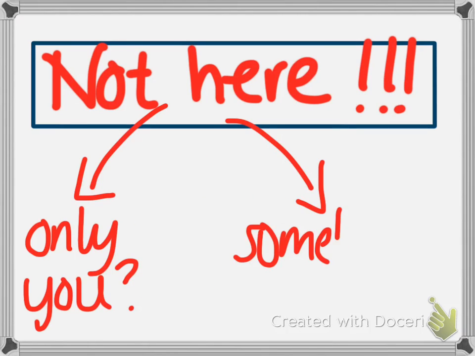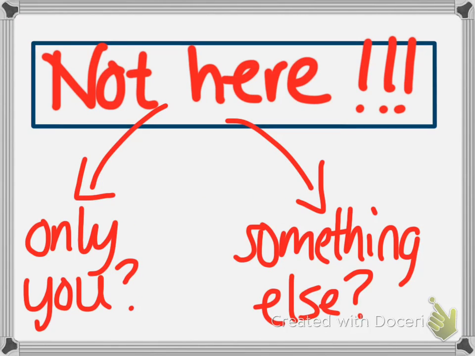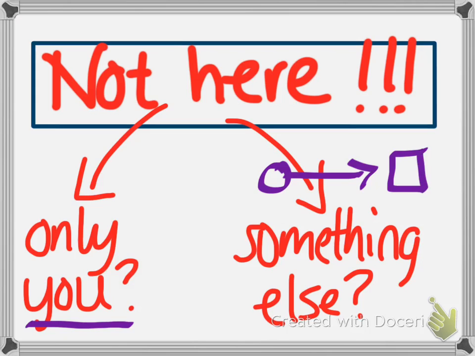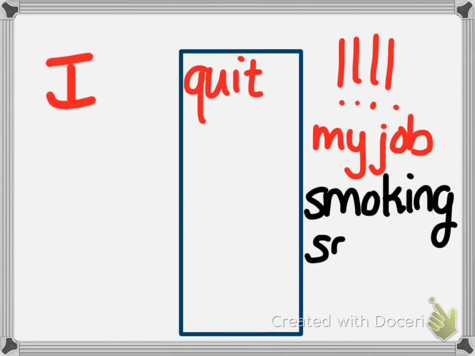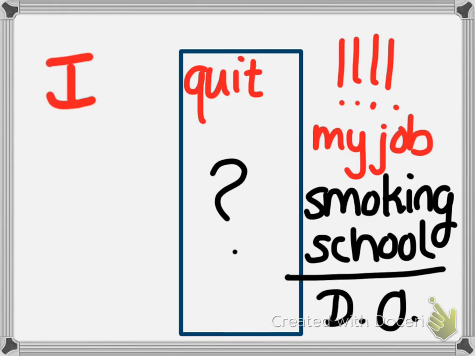In both cases, we're talking about the idea of not being here. The key is, are you talking about not being here being only you? Or are you talking about you doing it to something else? And this is what I mean about the difference between transitive and intransitive verbs.